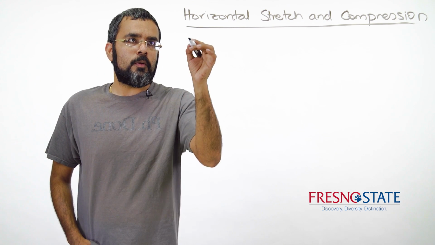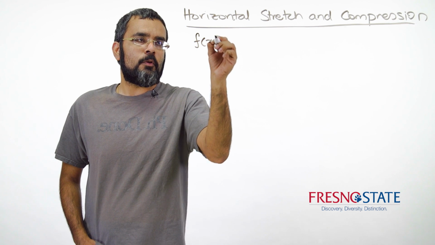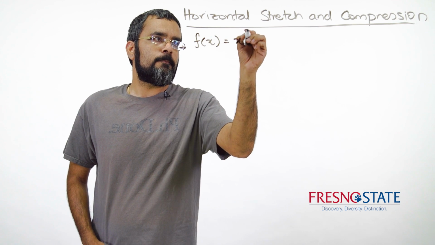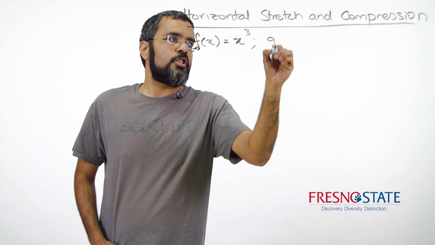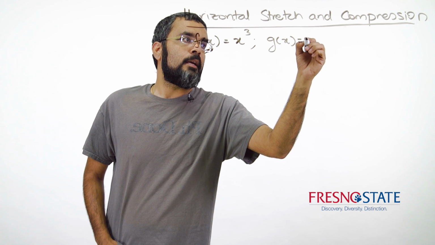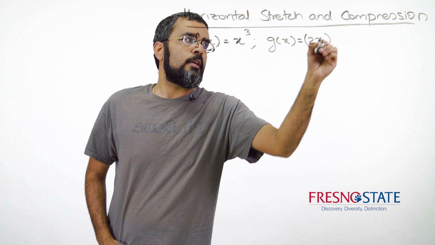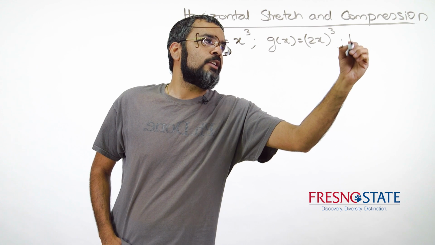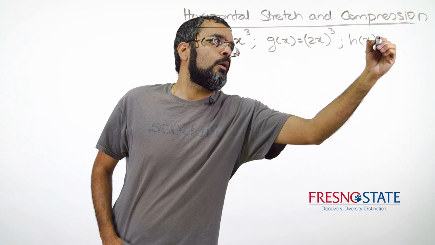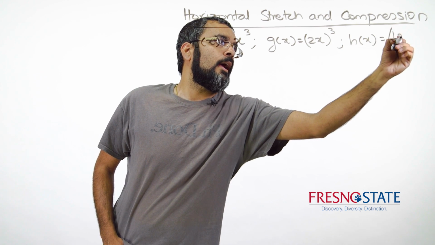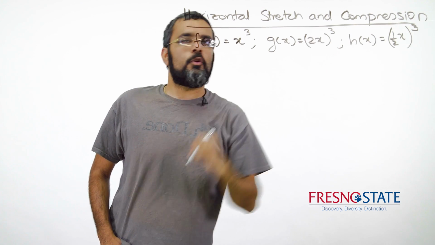So again, we'll start with three functions. Let's start with our base function. This time we're going to switch our base function to x cubed. Then let's take g of x is going to be (2x) cubed, and then h of x is going to be (1/2 x) cubed.